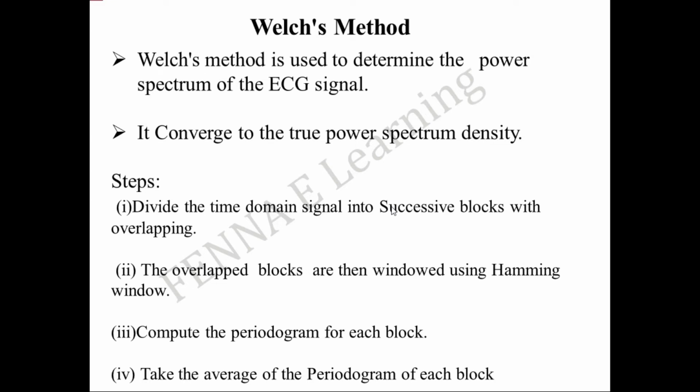So the Welch method is used to determine the power spectrum of the ECG signal. It converges to the true power spectrum density. The main steps involved in the Welch spectrum are explained below. In the first step, we have to divide the time domain signal into successive blocks with overlapping. In the second step, the overlapped block signals are then windowed using a Hamming window. In the third step, we have to compute the periodogram of each block. In the fourth step, we have to take the average of the periodogram of each block to determine the Welch spectrum of the ECG signal.